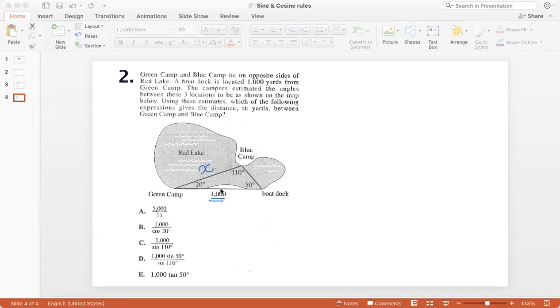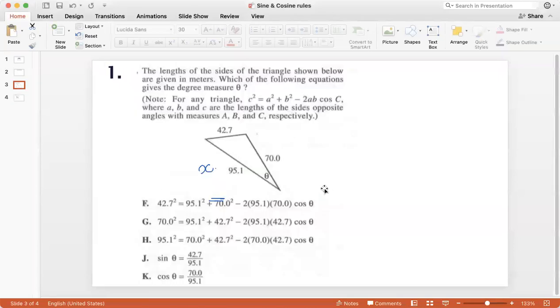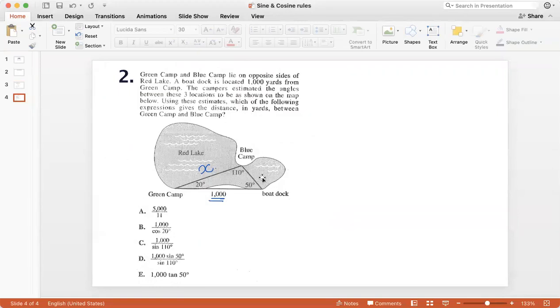And how is this different from the previous question? In the previous question, you had been given all the sides and you were supposed to find this angle, right? And so we use the cosine rule. Here, you've been given all the angles and this one side. So here we would use the sine rule. What will the sine rule say? The side divided by the sine of the angle opposite that side.